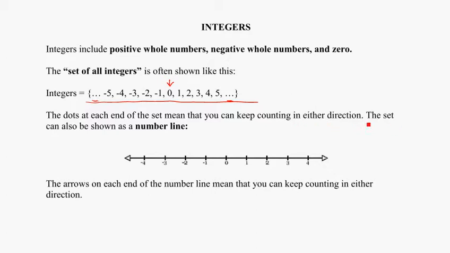The set can also be shown on the number line. So we have 0, 1, 2, 3, 4, or negative 1, negative 2, negative 3, and negative 4. So it's just the whole numbers, and the arrows on each end of the number line mean that you keep counting in either direction.